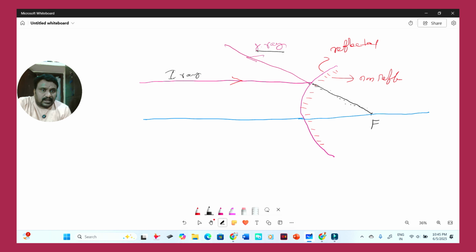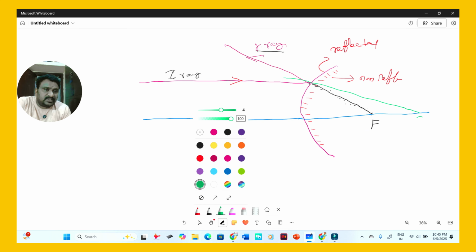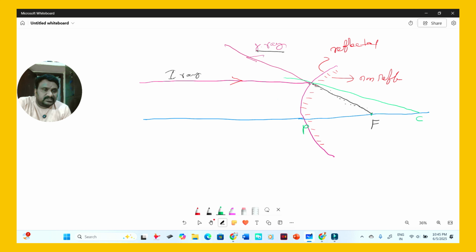Clear? Next, if you want to draw the center of curvature, simply draw a normal line from that point. This will give the center of curvature. Now this is the focus. If we observe from this point, the reflected ray seems to diverge, moving away like this. Clear? This is the principal axis, this is the incident ray, and the incident ray is parallel to the principal axis.